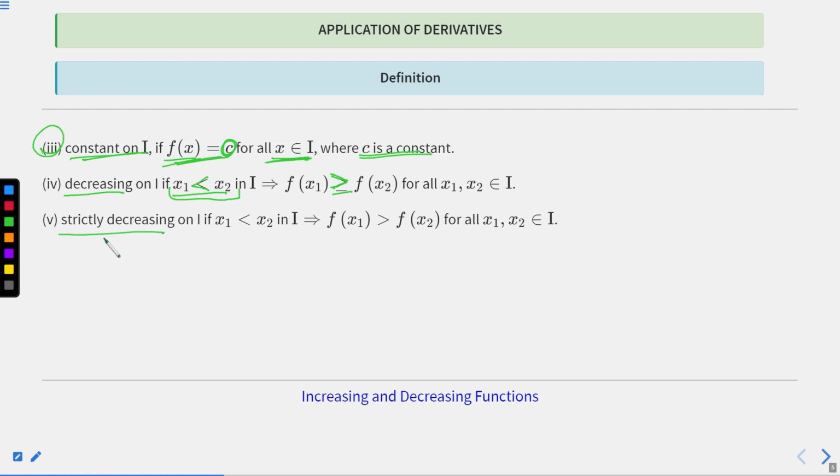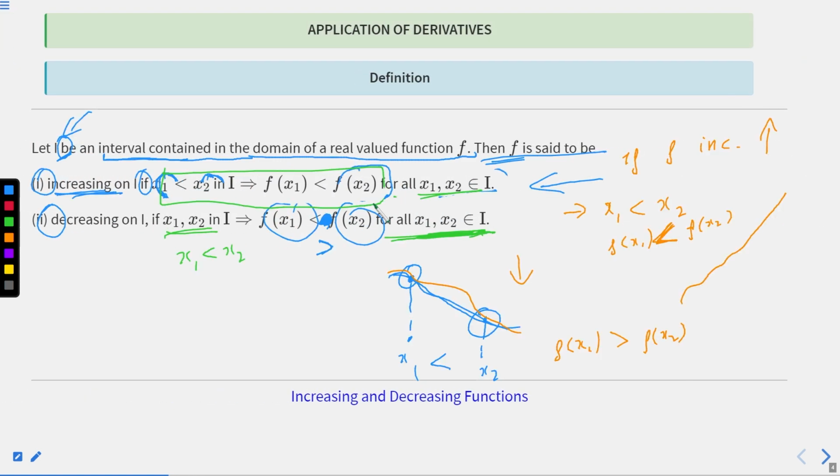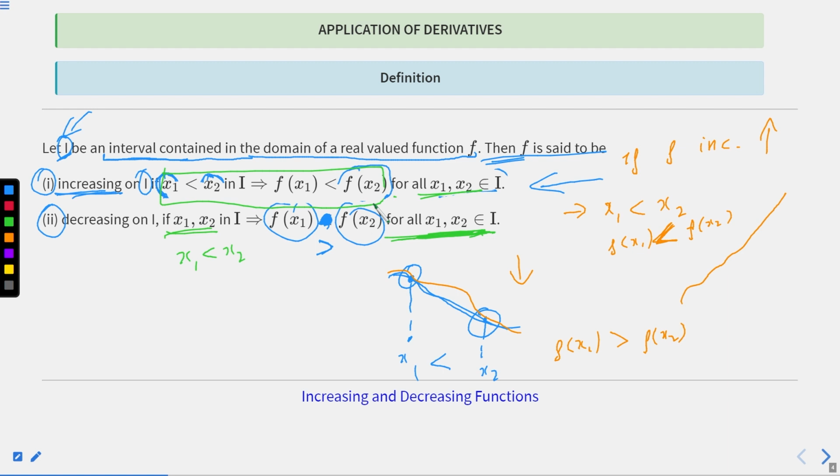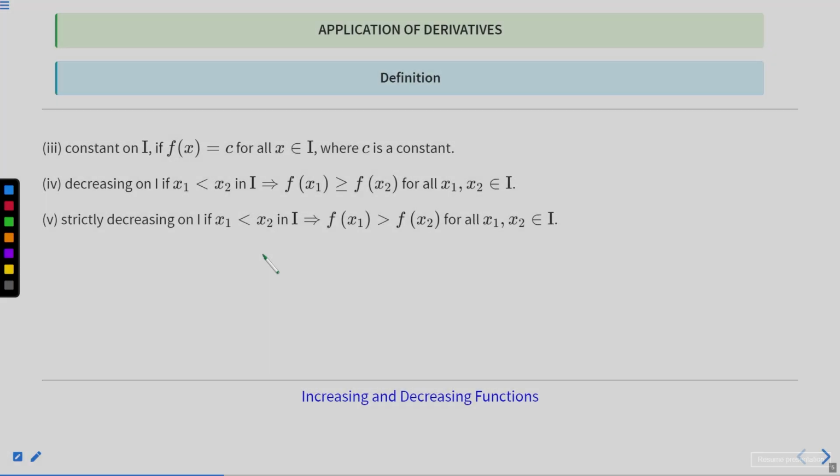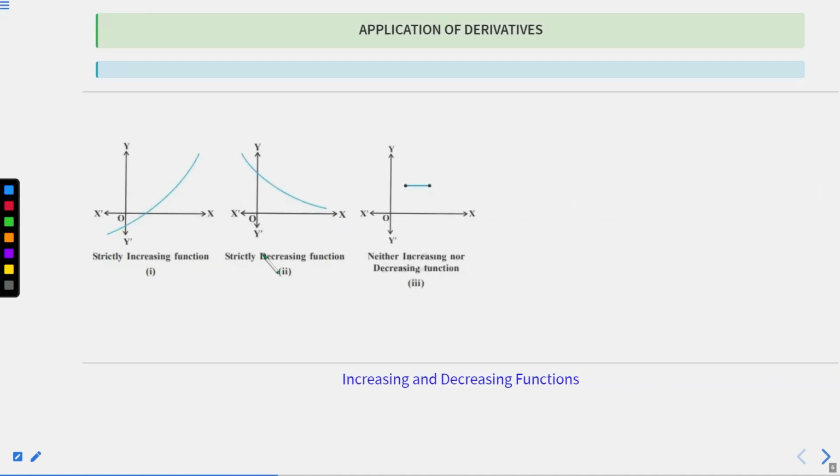And strictly decreasing means you have a strict inequality here. Clear? I hope that it is clear to you. So what do we mean by increasing? What do we mean by decreasing? What do we mean by strictly decreasing? All this. Let us move next.